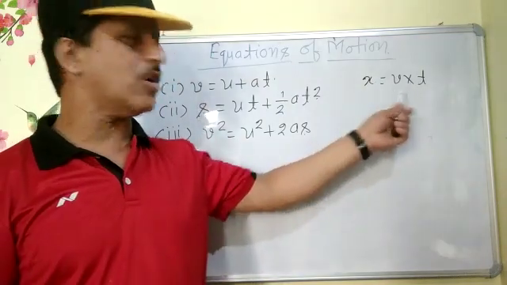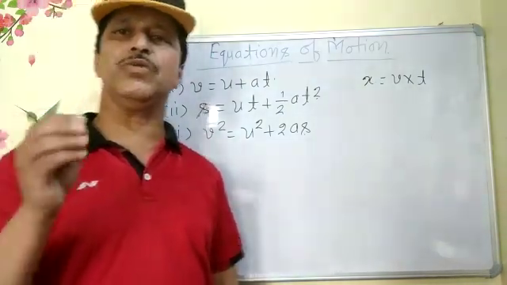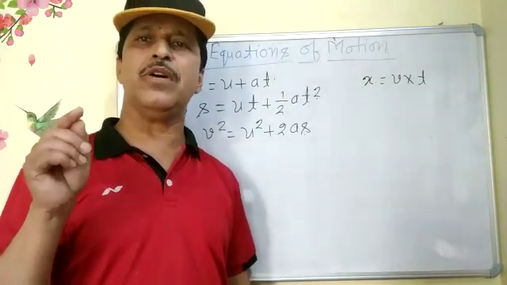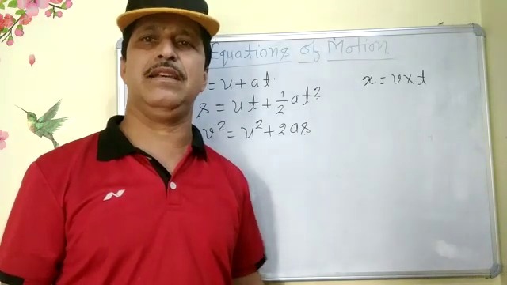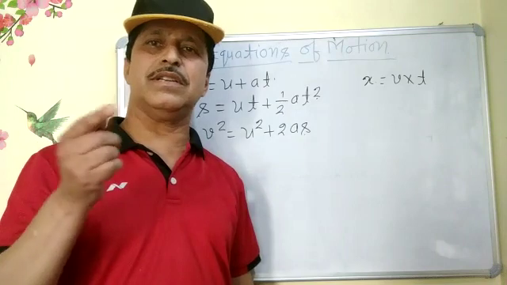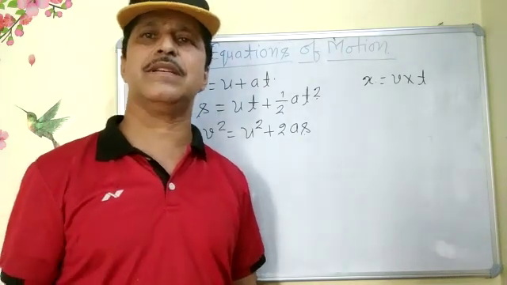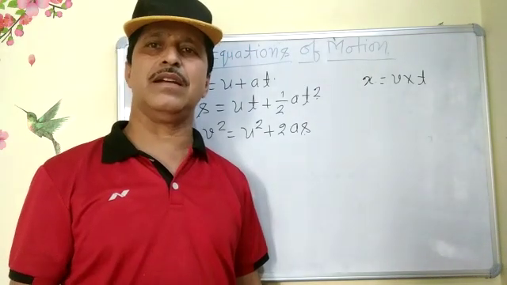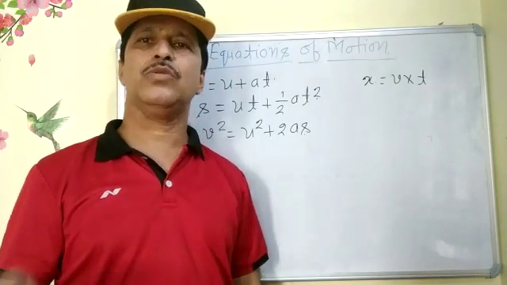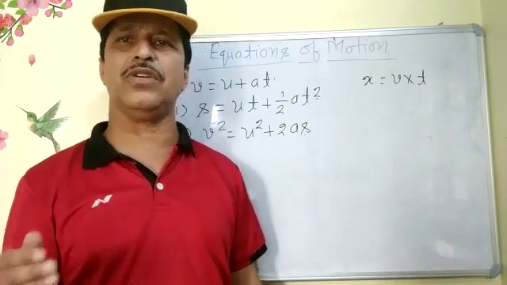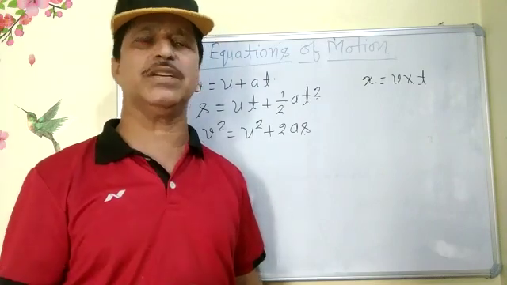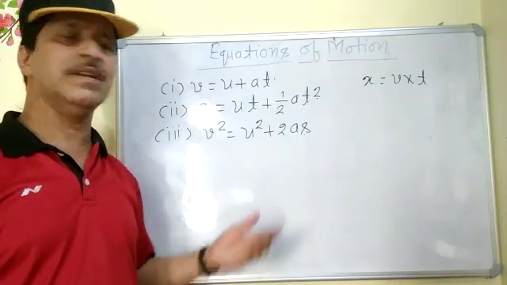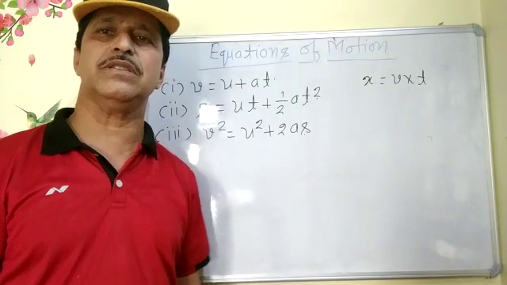But the equation does not hold true if we want to use it for a particle which is moving in a straight line with uniform acceleration, suppose a. For determining the distance traveled in such cases, when the particle is uniformly accelerated, we require some different equations, and those equations are true not only for the uniform motion, they are also true for uniformly accelerated motion. That's why these equations are called equations of motion.